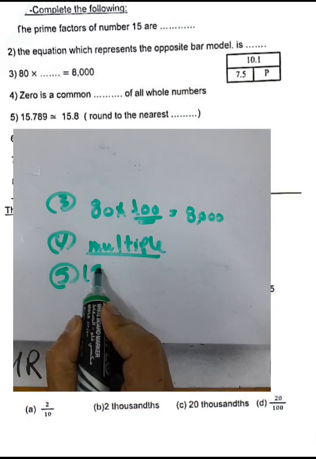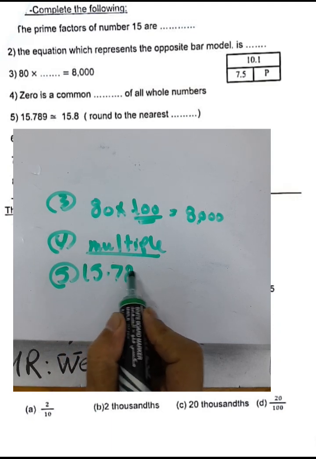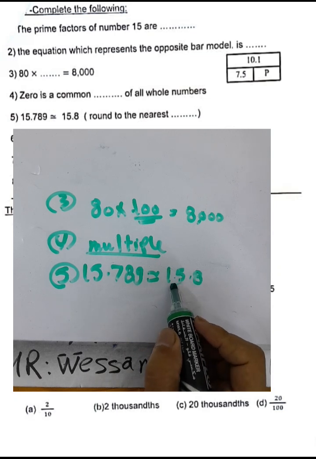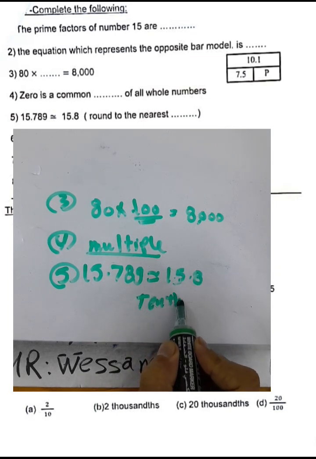15.7, 8 and 9 approximating to be 15.8 to the nearest tenth. This example, to the nearest tenth.